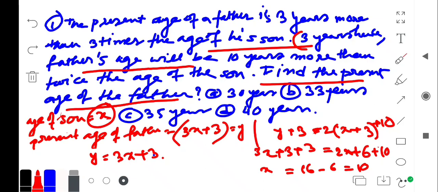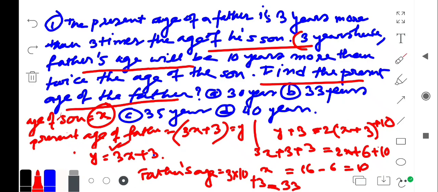Now the father's age, current age চাইছে, তো y equal to 3 into 10 plus 3, that is 33. We use this equation, this y equal to 3x plus 3, because x equal to 10, 3 into 10 plus 3, that is 33. So option B is the correct answer. Okay, 33 years. It's very important but very confusing. According to me, it's very difficult to understand.